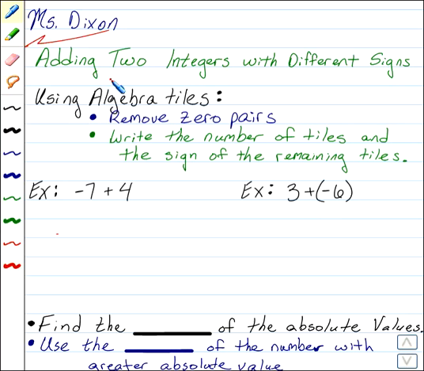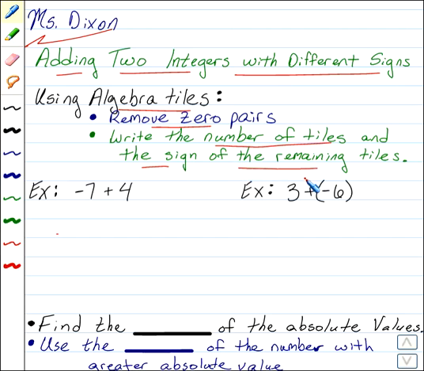Hi, it's Miss Dixon here, and we're going to be adding two integers with different signs. First, we're going to use algebra tiles. With algebra tiles, we're going to represent the numbers with algebra tiles, remove zero pairs, and then write the final number of tiles using the sign of the remaining tiles.